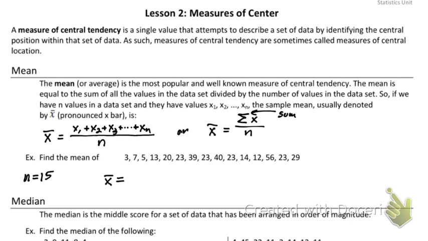So we're going to have X bar equals whatever that sum is, divided by 15. Now when I take out my calculator, I go 3 plus 7 plus 5 plus 13 plus 20, and so on, all the way till I get to 29. What happens when I add all of those up? What sum do I get? Yes, Sam? 330. And what's 330 divided by 15? It's going to be 22. Your average is going to be 22, or your mean is 22.